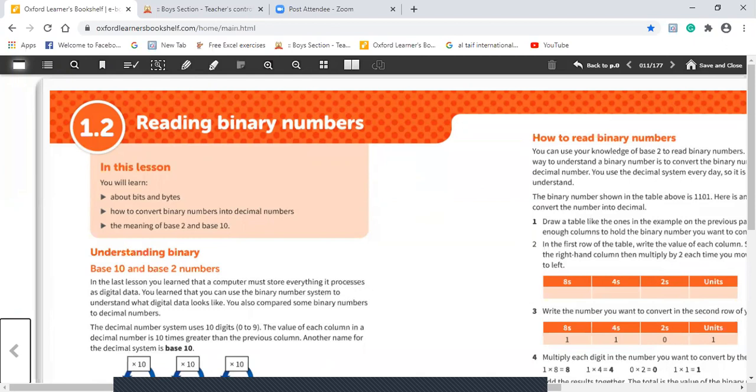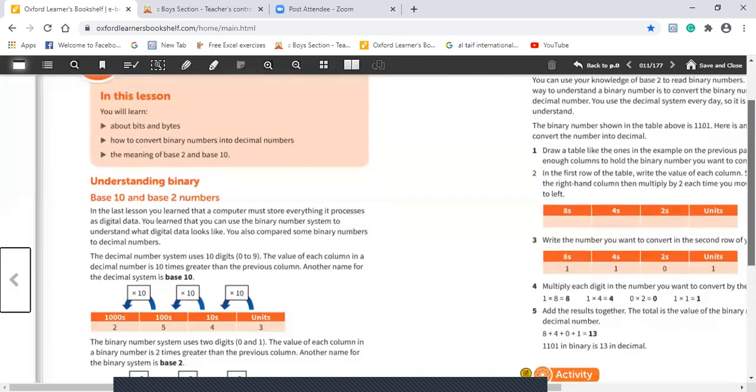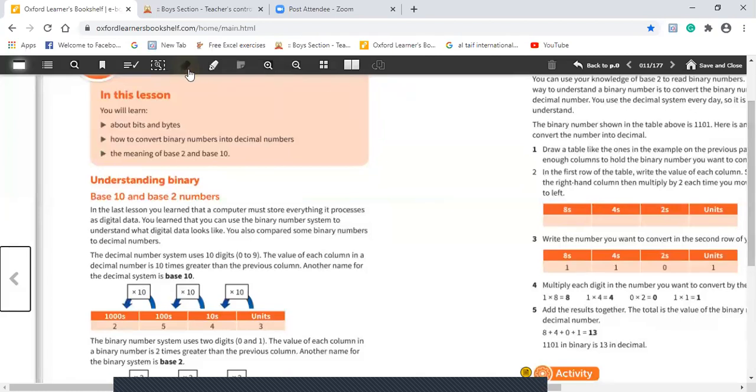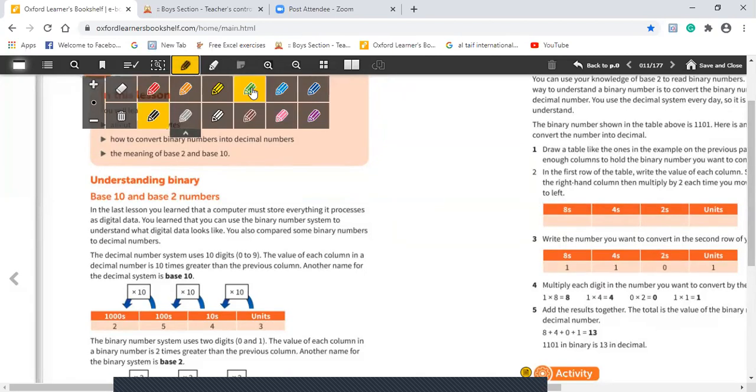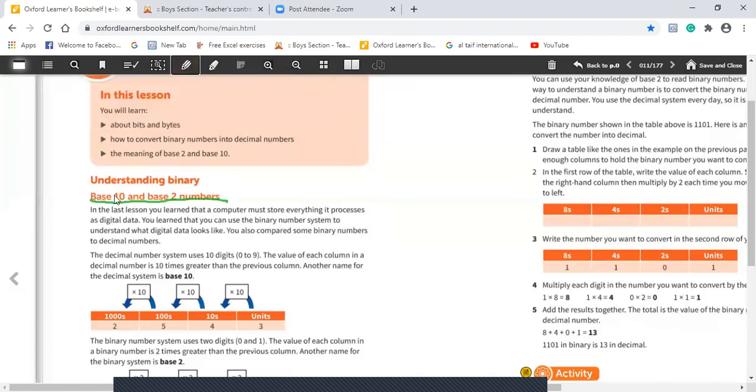understanding binary numbers. We have to keep in our mind a very important thing, that's base 10 and base 2. Base 10 means decimal number. Why do we call it base 10? Because it has 10 digits. Okay. Base 2, that's a binary number.